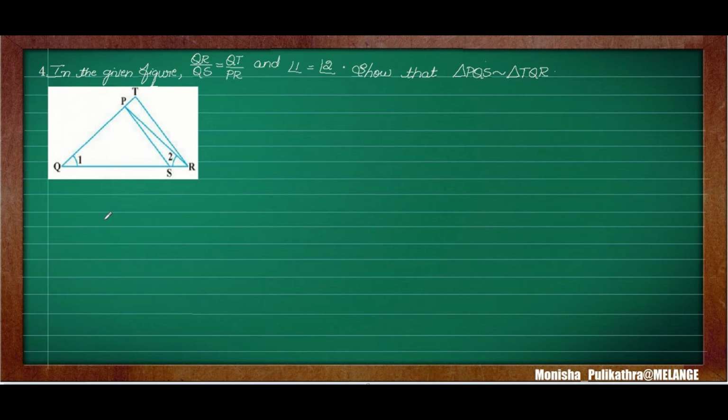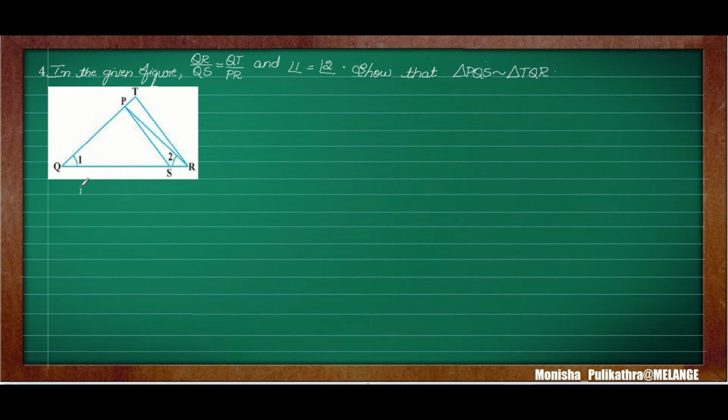Moving on to the fourth question. Here in the given figure, in the question they have already given that QR by QS is equal to QT by PR and angle 1 is equal to angle 2. We need to prove that triangle PQS and triangle TQR are similar. Here two triangles are merged with each other: triangle PQS and triangle TQR.